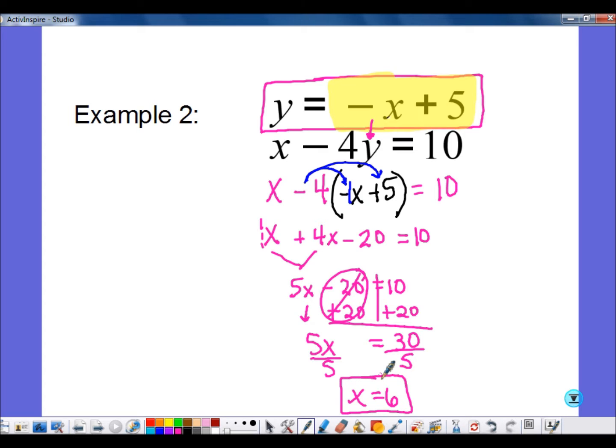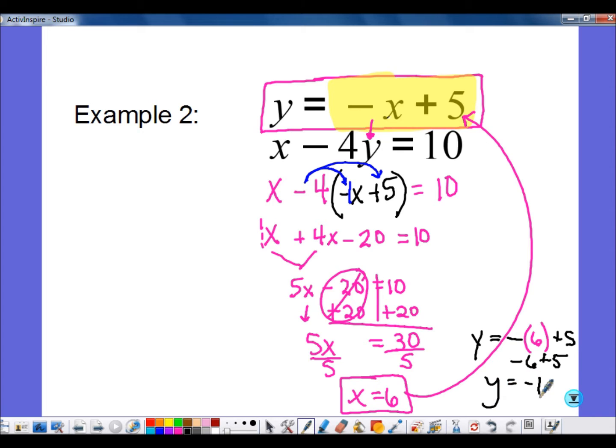But now I need to go back to my first one to find out what y equals. All right, so then I'm going to take this answer and go back to my original box that I had. And then now I'm going to recopy it down. I have y equals negative, now, instead of x, I'm going to use the number 6. So negative 6, and then copy everything else down, plus 5. All right, so then now this really is negative 6 plus 5. When I put this in my calculator, y equals negative 1.